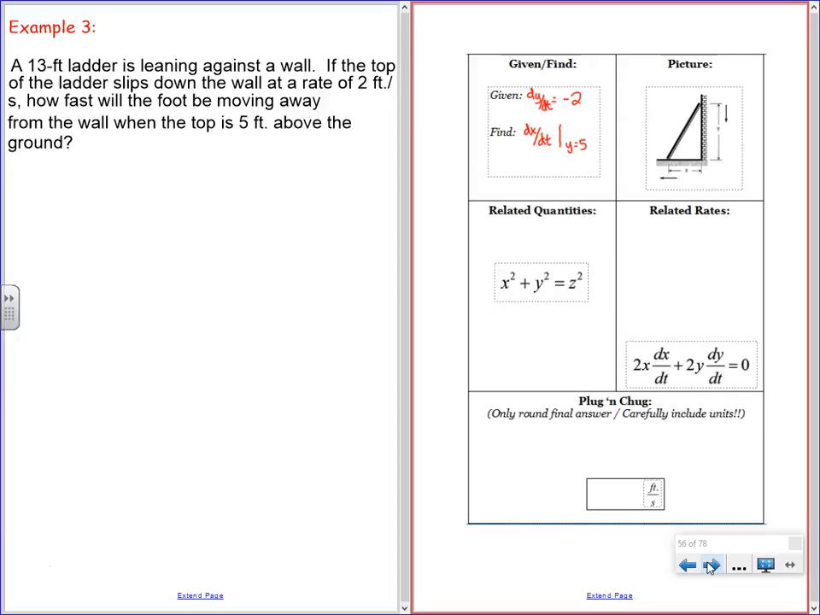And the size of the ladder would be what side? X, Y. Why is there a Z here but not here? Z is 13. It's constant. As the ladder falls, the 13 doesn't change. So I could change this equation to be x squared plus y squared equals 169, or 13 squared, before I take the derivative.